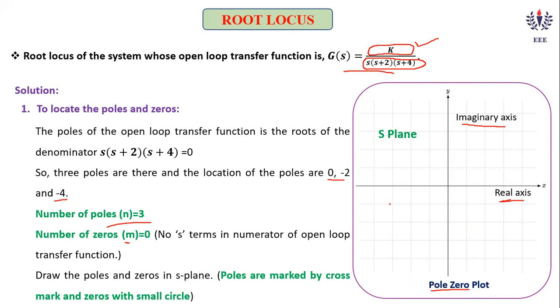How are we placing the poles? Poles are marked with a cross mark and zeros with a small circle. So the first step is to locate the poles and zeros. We are not having any zeros. We have three poles. The pole locations are 0, -2 and -4. These three we need to place now.